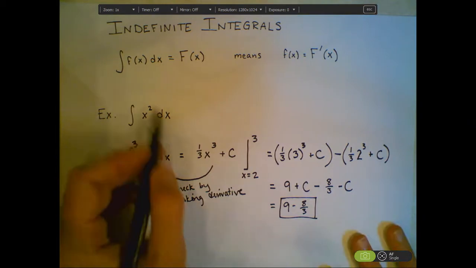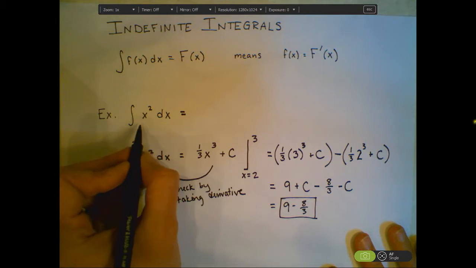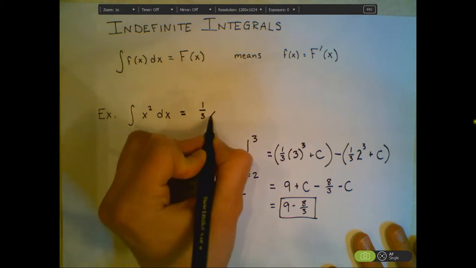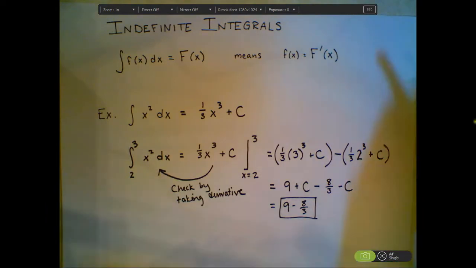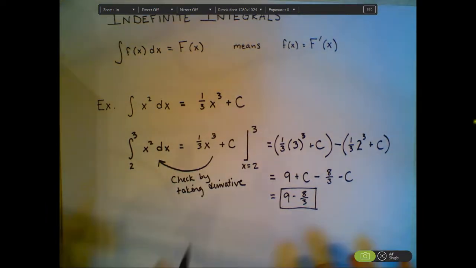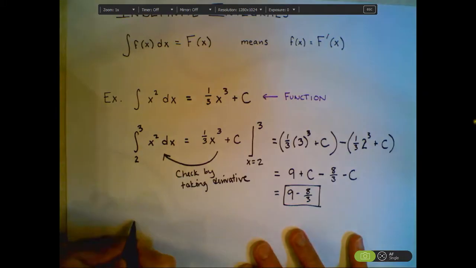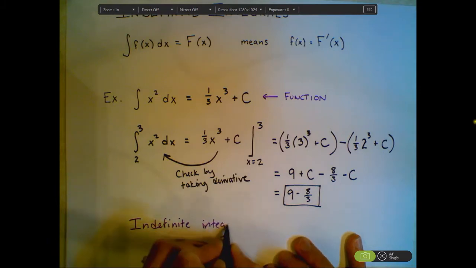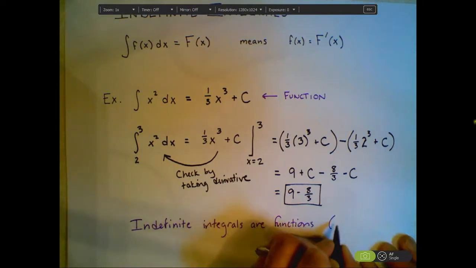So what happens if I don't have bounds here? Now I'm just taking an antiderivative, and this is something that we did before in 4.7. I'm going to use the polynomial rule, and this becomes 1/3 x cubed plus c. The only difference is that this is a function of x. Generally, indefinite integrals are always functions, and they always have the plus c.